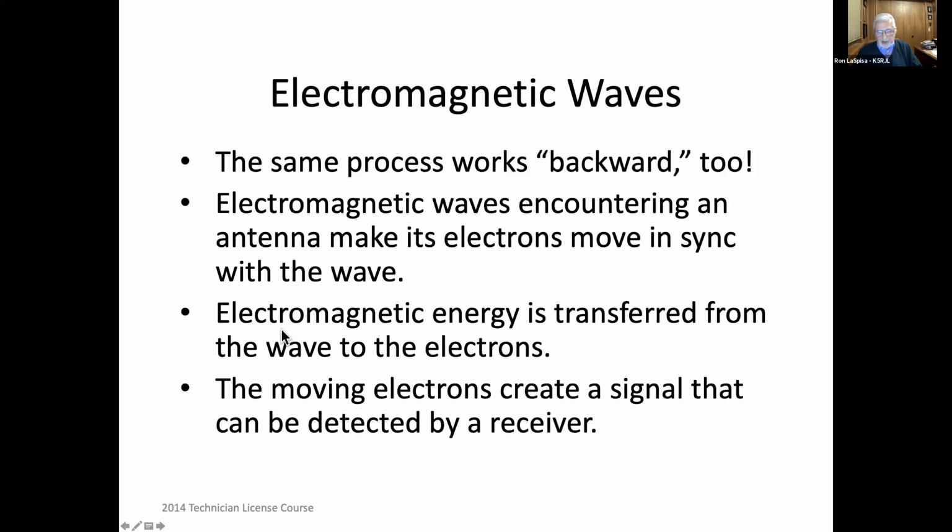So we can transfer electromagnetic energy into the antenna and make electrons move. And then these moving electrons will go into our radio receiver, and we will do something called detect them. And that involves focusing on just one of those radio signals that are in the antenna all at the same time.